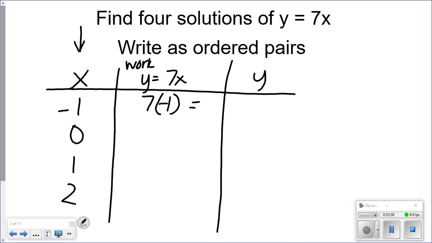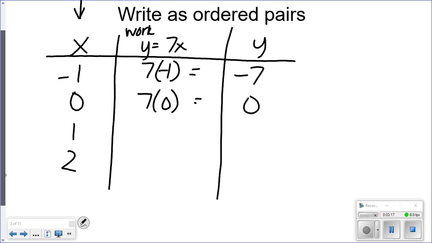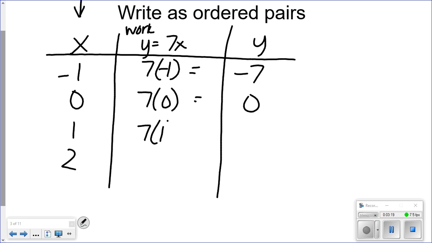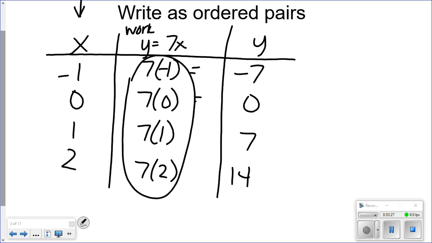So 7 times -1 is -7. I'm going to put in 0 now for X, and I get 0. We're going to put 1 in for X, and we get 7. And we're going to put 2 in for X, and we get 14. Now, you might do a lot more work here. This is pretty easy because we can do this in our heads. Now, to write them as ordered pairs, the chart actually has them for you already.